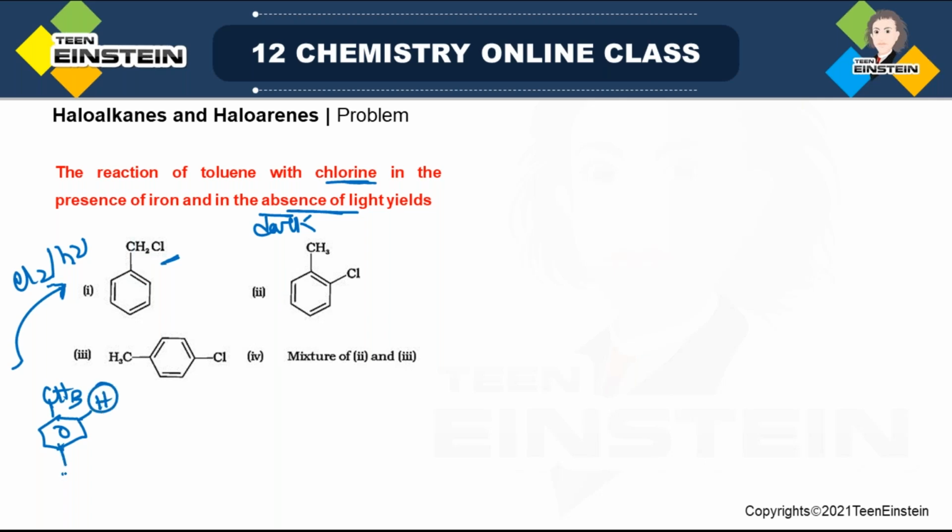So this is ortho hydrogen, this is para hydrogen, and both these hydrogens can be replaced. So this is the ortho product, this is the para product, but you will get a mixture. So that is why the correct option is a mixture of 2 and 3.